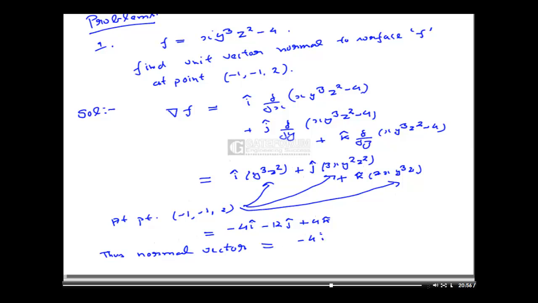(-4i - 12j + 4k) divided by the square root of ((-4)^2 + (-12)^2 + 4^2). Okay, this gives me the final unit vector normal to the surface f. Understood how to solve the problem? It is simple: find the gradient f, substitute the given points in the gradient f, and then divide by the magnitude to get the unit vector normal to that surface.